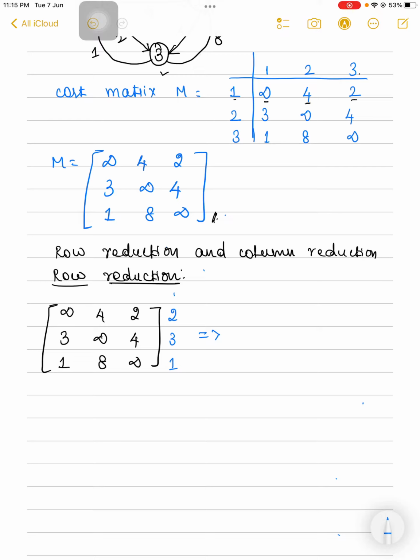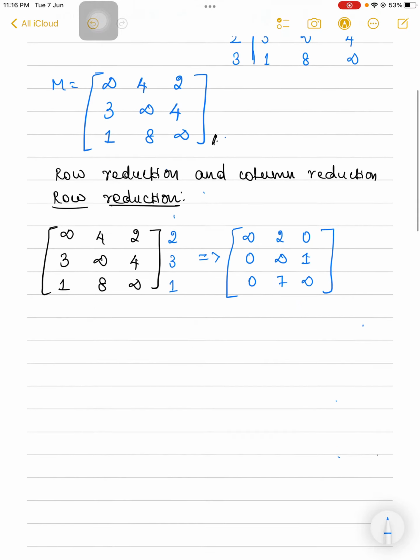Infinity minus 2, infinity. 4 minus 2, 2. 2 minus 2, 0. In the second row, you subtract the value 3 from all these values, and when you do that, you get 0, infinity and 1. Similarly, for the third row, you get 0, 7 and infinity. Right, row reduction is over.